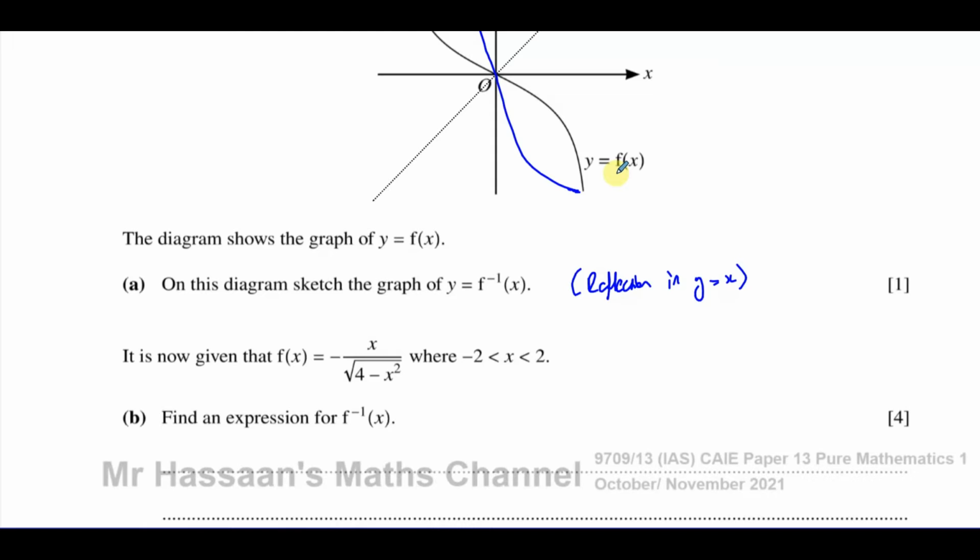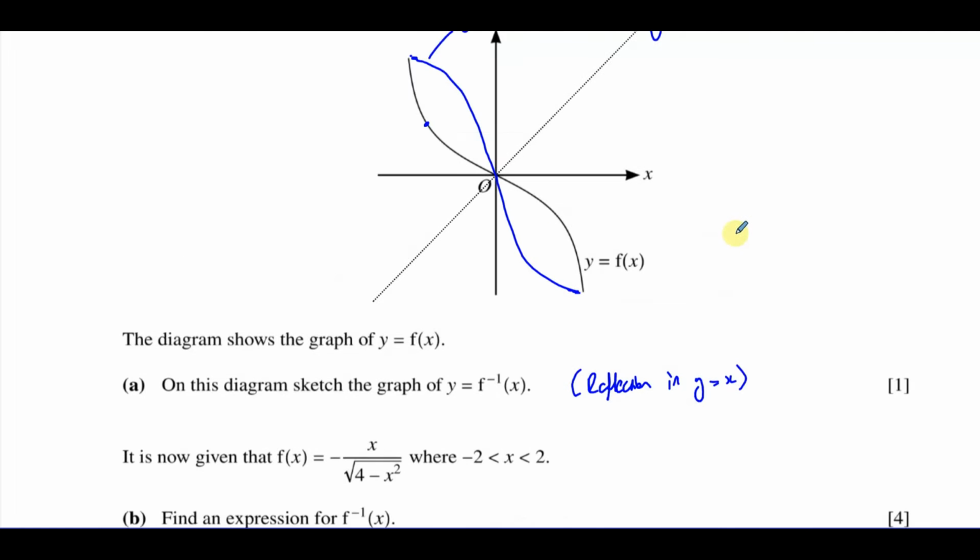It says it is now given that f of x equals minus x over the square root of 4 minus x squared, where x is between minus 2 and 2. And we can see here that if x actually equals 2 or minus 2, you're going to have an asymptote. When x is 2, you're going to have the square root of 0, which is 0, and if x is minus 2, you also get the square root of 0. So x equals 2 and x equals minus 2 would have been asymptotes. Therefore, y equals minus 2 and y equals plus 2 will also be asymptotes for this inverse function.